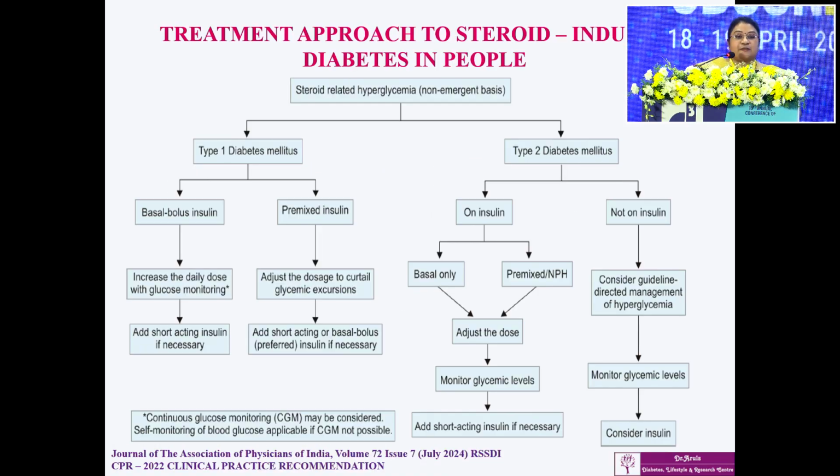Going on to the treatment approach, whether your patient is a type 1 diabetic or type 2 diabetic. Type 1 diabetics on basal bolus or premix, keep monitoring their blood sugars daily. If necessary, you can add short-acting insulins. Type 2 diabetic patients, if they are on insulin, only basal or premix, adjust the doses and monitor the glycemic levels. If needed, add short-acting insulin. If not on insulin, start with OHAs like gliclazide. Start with 40, you can up-titrate till 240 also. If needed, insulin can be added too.